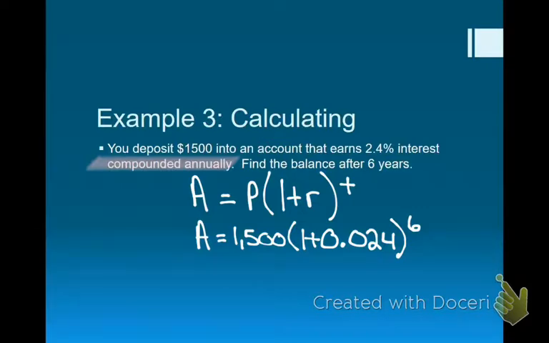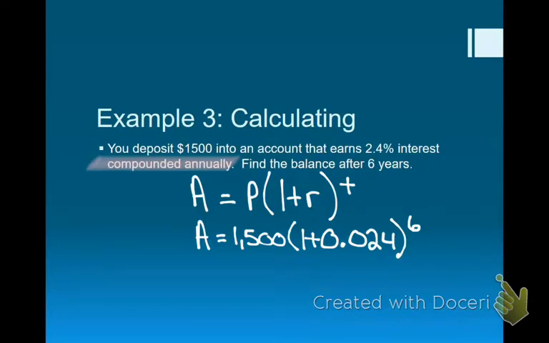Now, plug this into your calculator. 1500, the whole thing. 1500 parentheses 1 plus 0.024, end your parentheses. And do y'all know where the exponent button is? It's the X with a shaded-in square. Hit a 6 and hit equals.